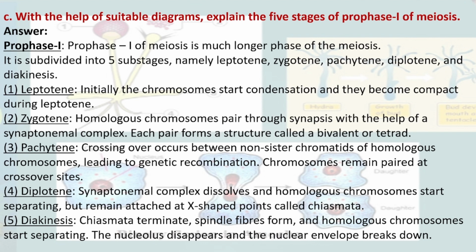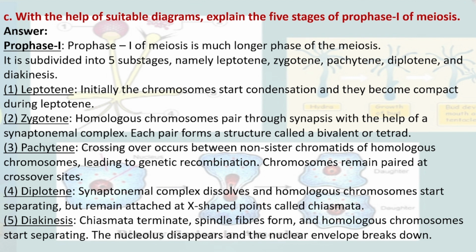Prophase 1. Prophase 1 of meiosis is a much longer phase of meiosis. It is subdivided into five substages, namely leptotene, zygotene, pachytene, diplotene and diakinesis. So let's see leptotene first. Initially the chromosomes start condensation and they become compact during leptotene. Zygotene, homologous chromosome pairs through synapsis with the help of a synaptonemal complex. A pair forms a structure called a bivalent or tetrad.